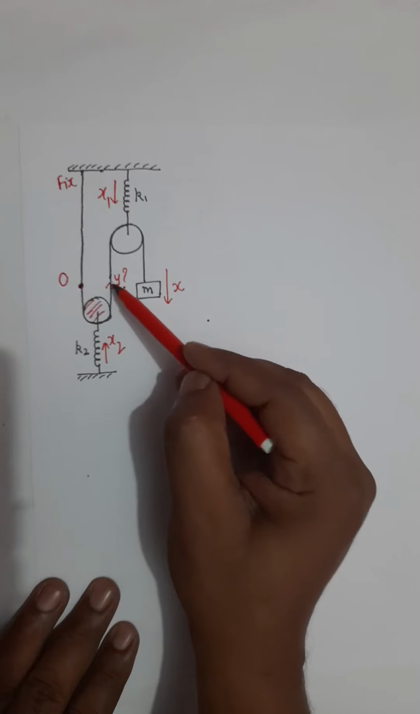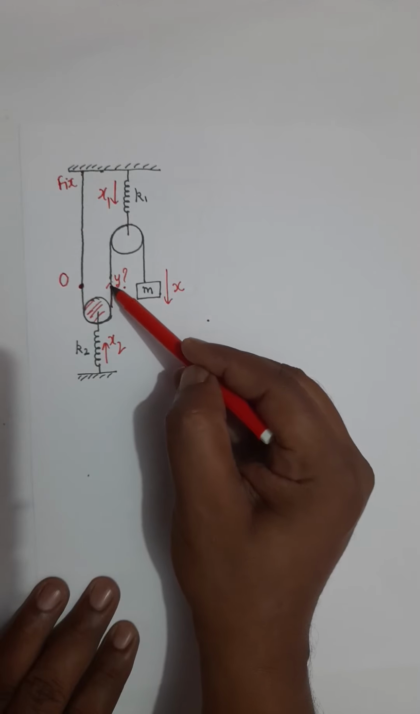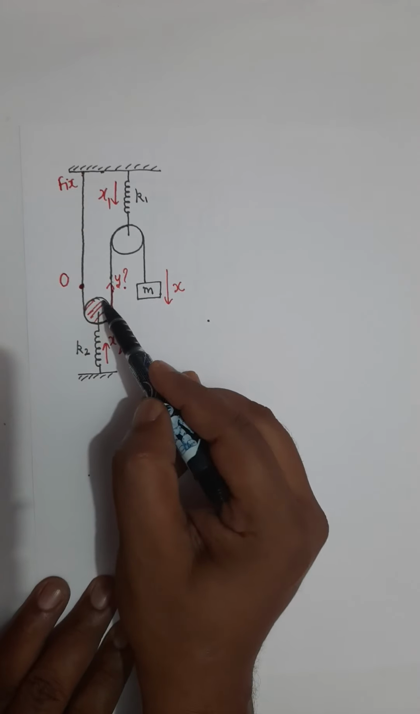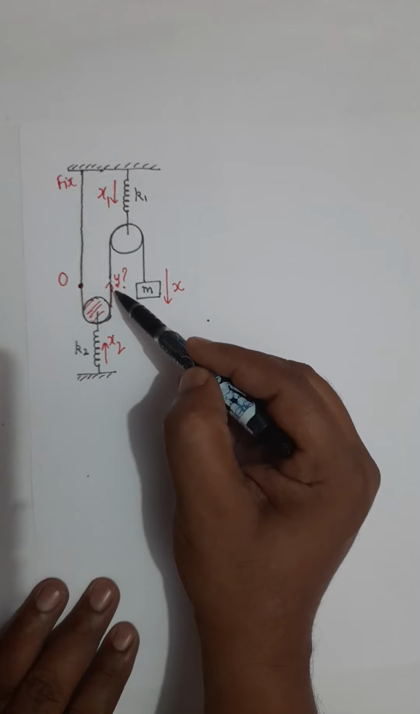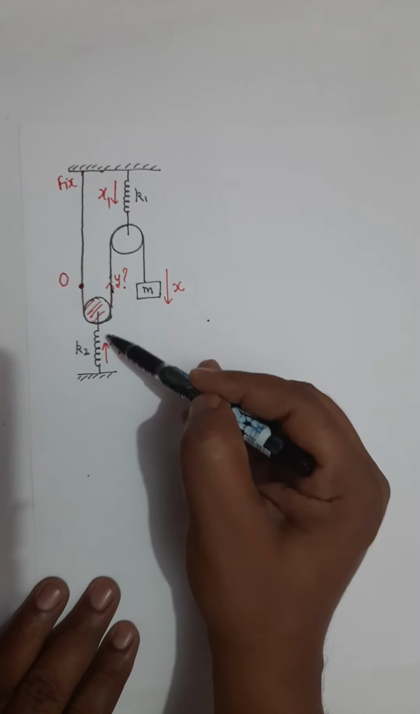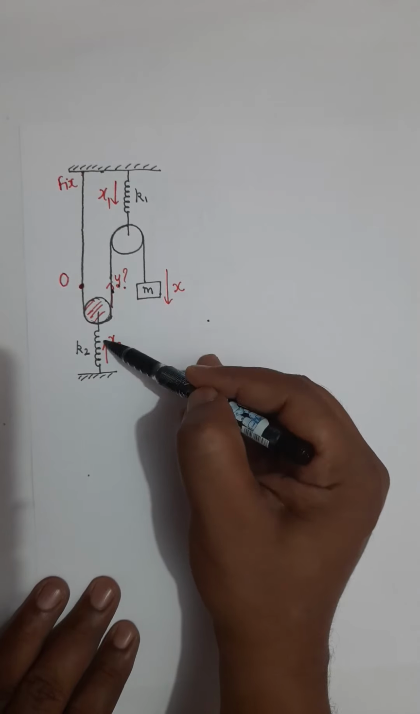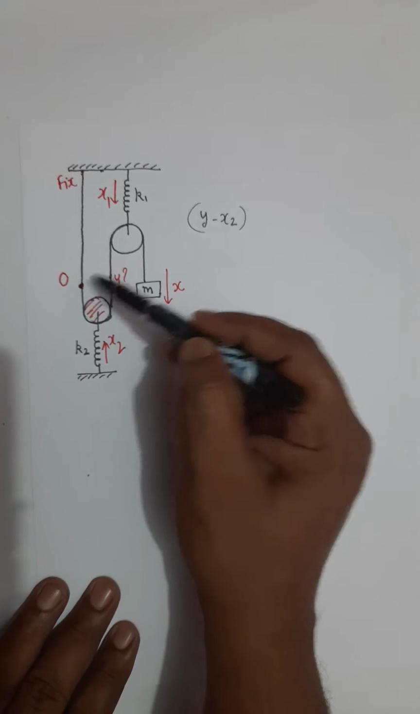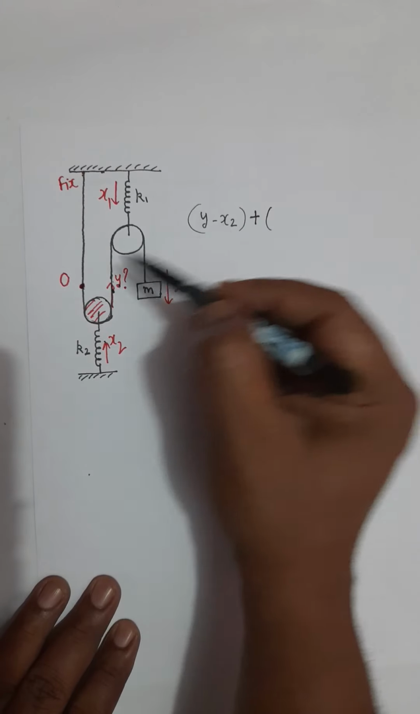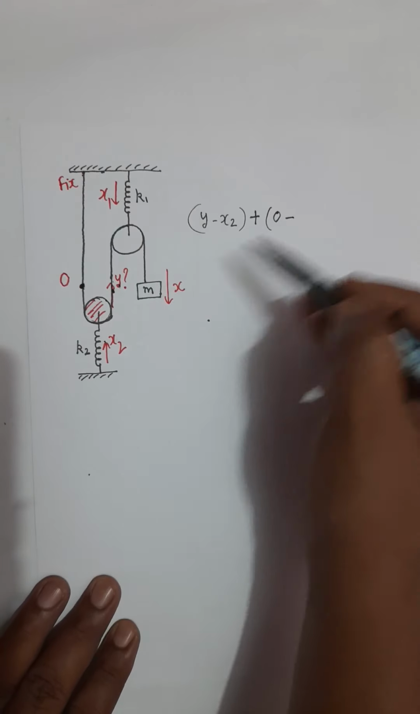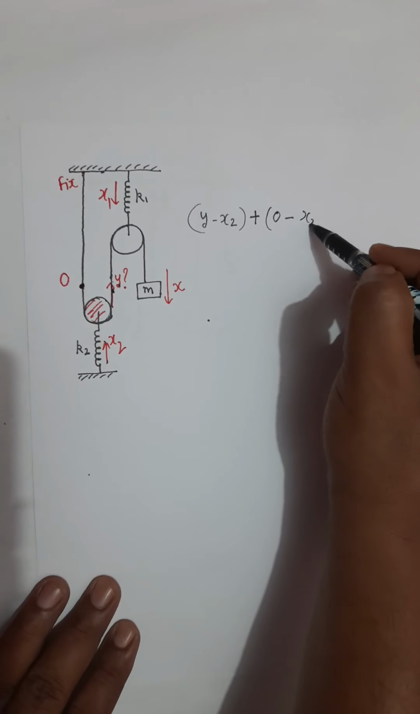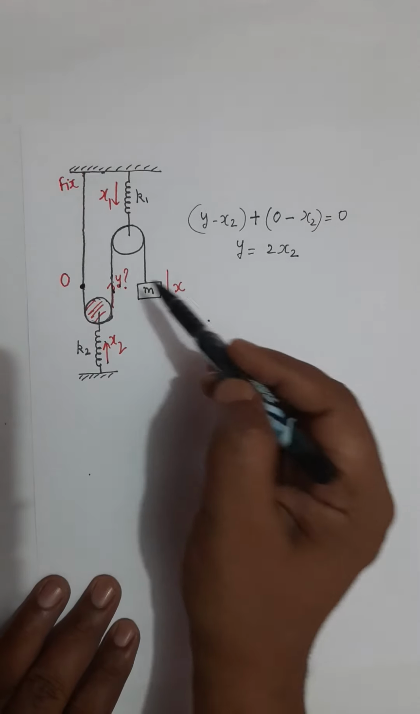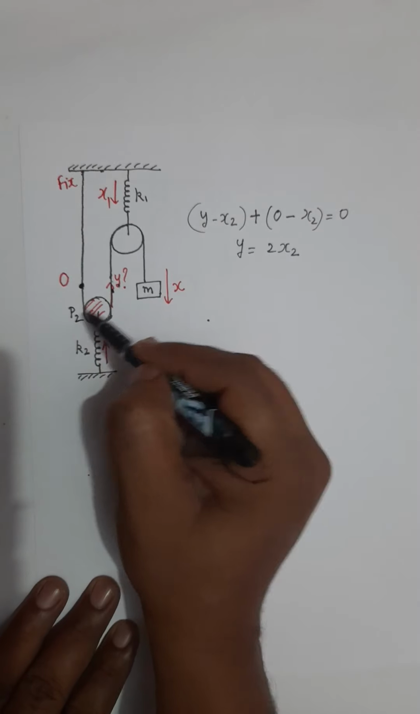So if I assume this portion of a string to be moving upward with y distance, and I follow the constraint relation for this pulley, then on the right hand side displacement y relative to the pulley will be y minus x2. On the left hand side, if you take it relative to the pulley, it is 0 minus x2 equals to 0. It gives you y equals twice x2. So this is for pulley number 2.